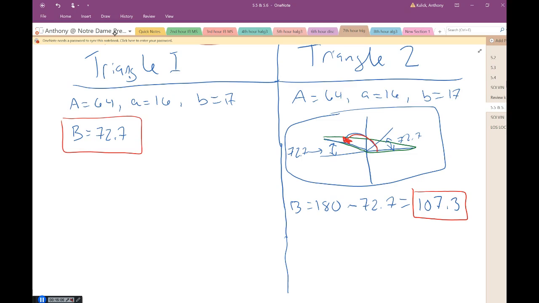So we now have angles A and B in both triangles. We can solve for C in both triangles now. Is the answer for C going to be the same? No, it should be different in each of them. So to find C, I can do 180 minus 64 minus 72.7. And here I can do 180 minus 64 minus 107.3.